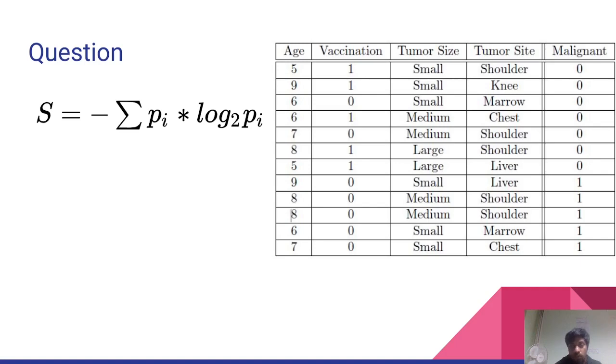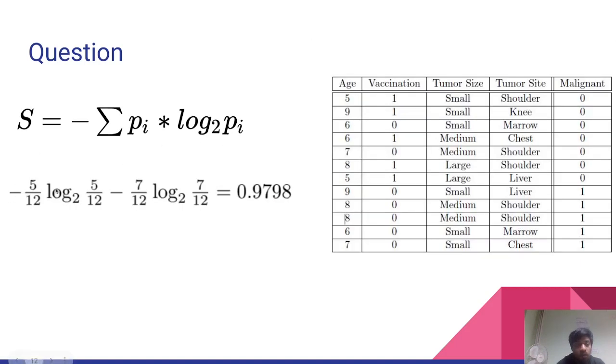Probability of getting 0 is 7 by 12. And probability of getting 1 is 5 by 12. Right. So what you have to do is just put these values. One is for 7 by 12, which is for class 0, and another is for class 1, which will be 5 by 12.